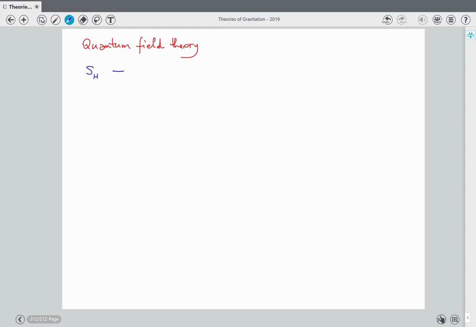So basically, you have to extend the action to a gauge fixed action. And that is done in the following way. We can have in mind this kind of gauge fixing, which is the harmonic condition. But actually, what we are going to say applies to every kind of condition that does fix the gauge.